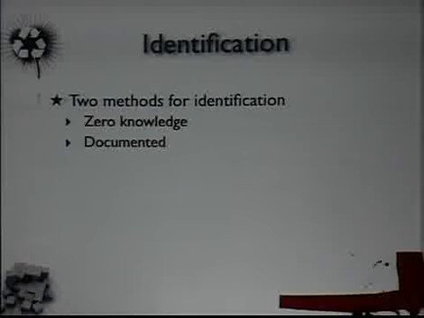You basically have two methods for identifying APIs, as you might imagine. There's zero knowledge and documented. So zero knowledge would be for kind of internal APIs, and documented is pretty self-explanatory.